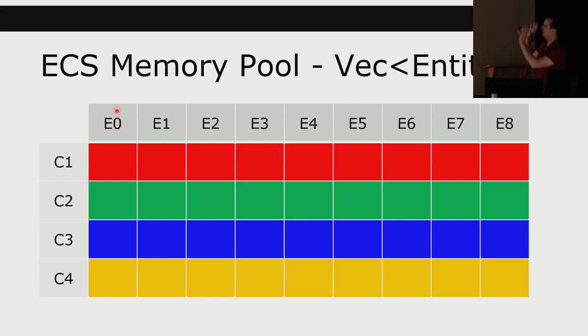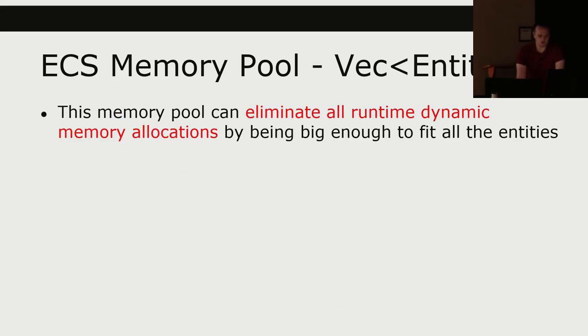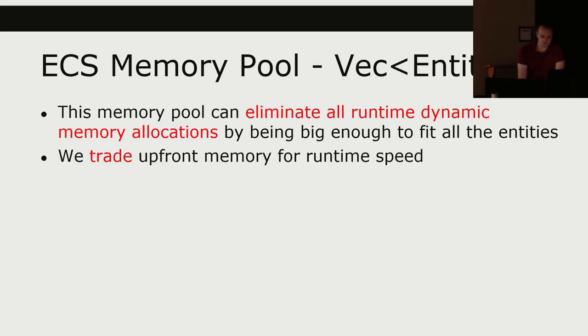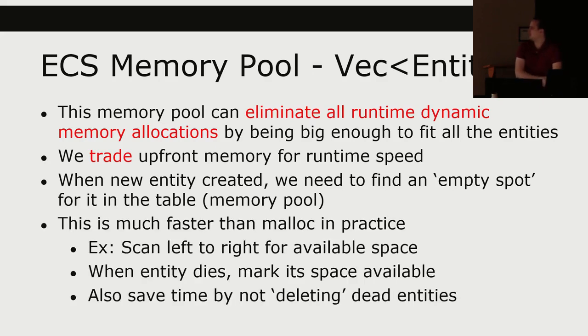We can keep adding things, and now we can say something like, oh, just get the next available memory address. It's much easier and much faster than looking things up with malloc and then getting a new entity position, etc. So the memory pool can eliminate all dynamic runtime memory allocations by being big enough to fit the entities that we want. And so we're going to trade this upfront memory for runtime speed. When a new entity is created, all we need to do is find an empty spot for it in the table. So we can just go, oh, empty spot, right? Much faster than this huge operating system lookup. It's much faster than malloc in practice.